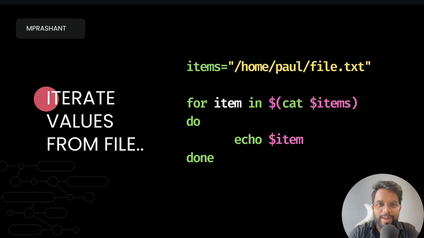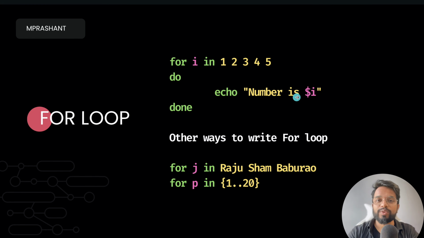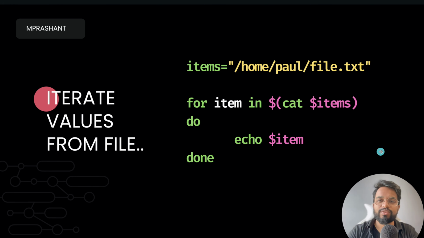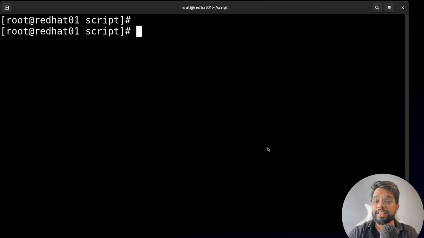Now let's see an example of using the for loop to iterate over values from an external file. In the last example we were giving the sequence of values or numbers in front of the for loop, but in this case we are going to pick those values from an external file. So our shell script will be interacting with the external file. This will be an interesting example. You can see the syntax here, but we will go directly and see the practical.